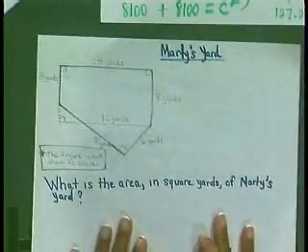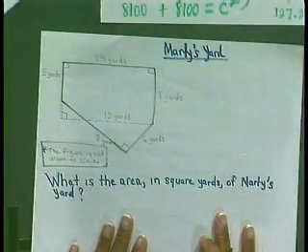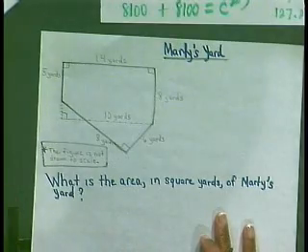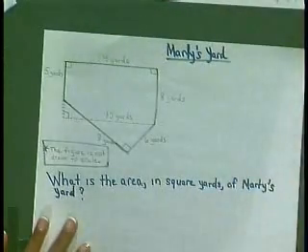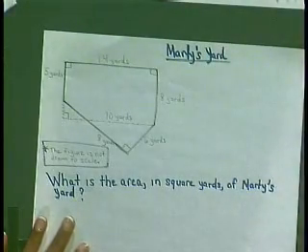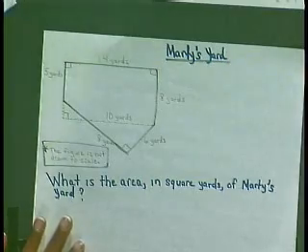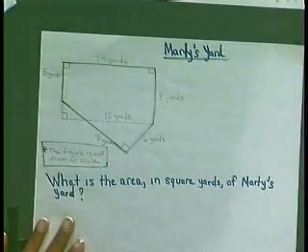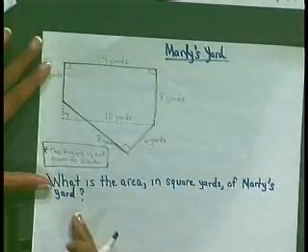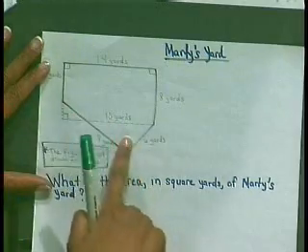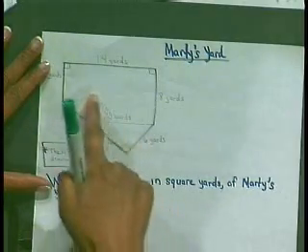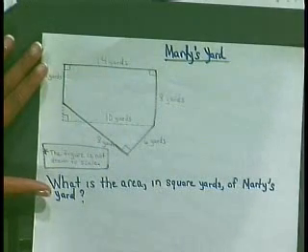Again, we have another composite figure. Okay, it represents Marty's yard. It says, what is the area in square yards of Marty's yard? Okay, we see it's not a clear square rectangle. It consists of, again, different shapes. So let's look at it. And remember, the figure is not drawn to scale. So if we look at what we see in Marty's yard, I can see there's a triangle right here. There's another larger triangle here. And then we have a rectangle in the center.